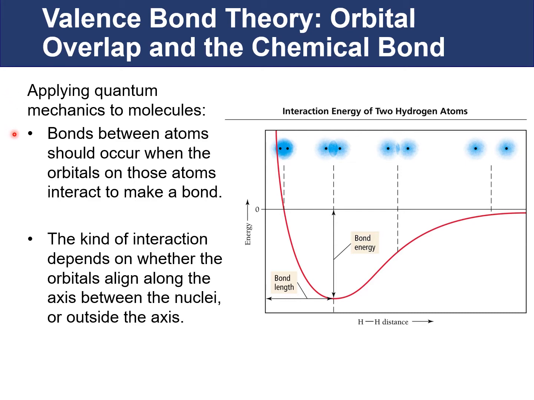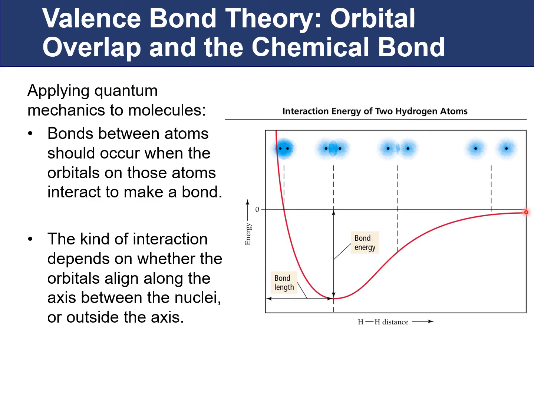The bonding in valence bond theory occurs when you have the orbitals, which are expressions of the wave functions, overlapping and interacting with each other. What we have here is a diagram of the interaction as a function of distance between two hydrogen atoms. So over here you would have the two hydrogen atoms, the nuclei, directly overlapping, and far to the right you have the two hydrogen atoms completely separated.